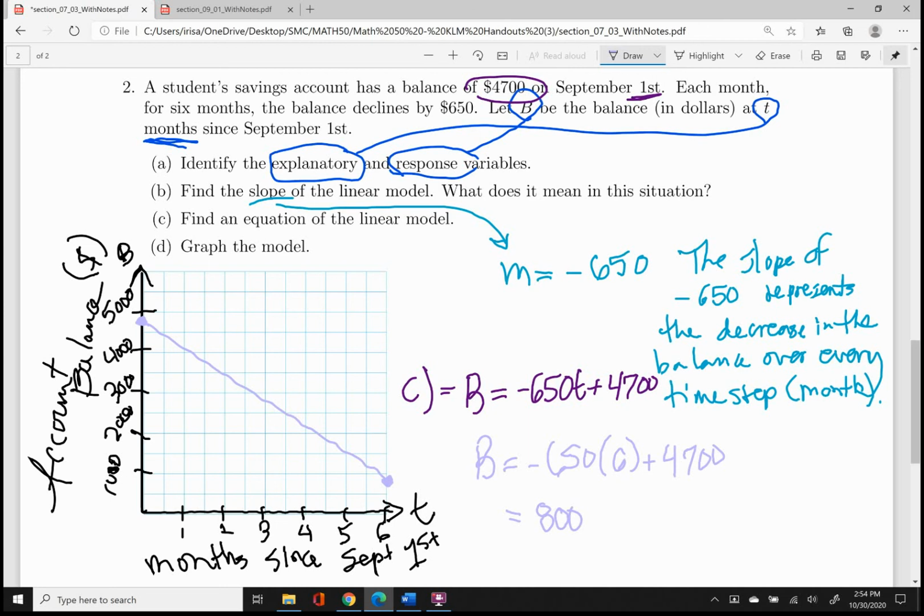And that's that. Here I've graphed the model, I have everything labeled, and it's good to go. And that's all that I have to present on 7.3. We're just graphing models, and there it is.